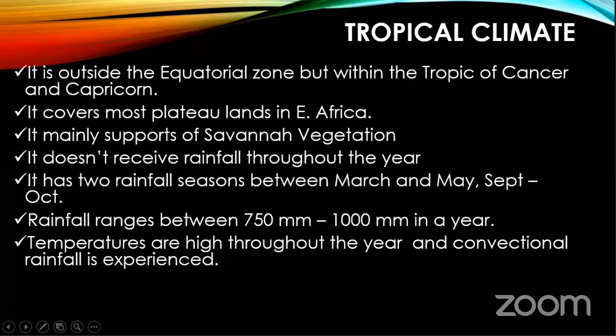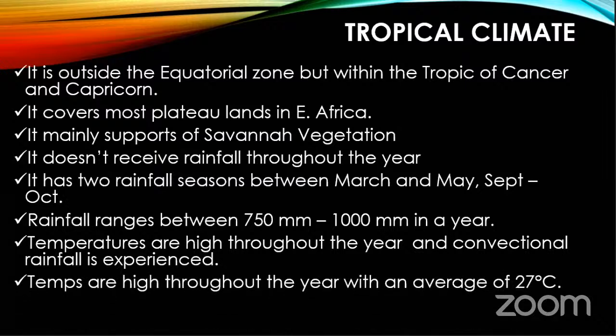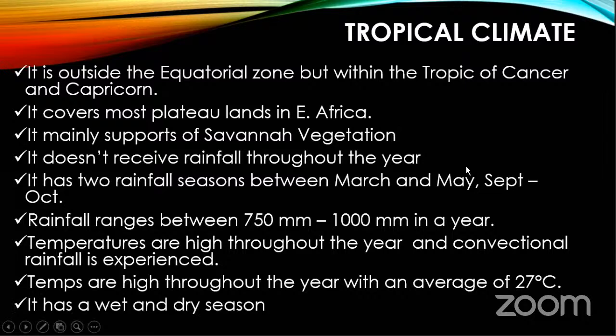The temperatures are high throughout the year and convectional rainfall is received. The temperatures average 27 degrees Celsius, which can be translated into about 18 degrees Fahrenheit. So it depends on what you want. It can be described as hot, wet, and dry somehow.